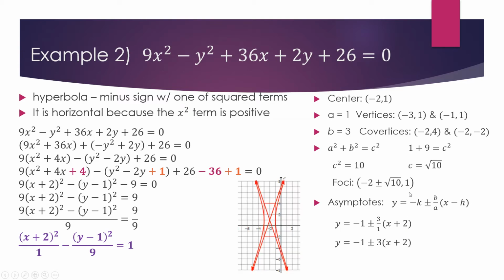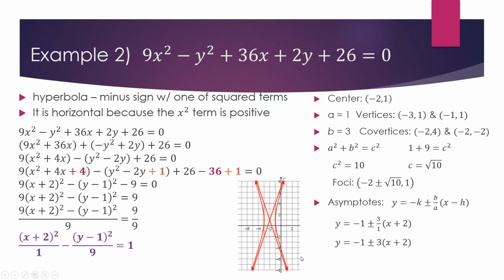For our graph, we'd start with our center at negative 2, 1. Then we'd put on our vertices at negative 3, 1, and negative 1, 1. Put our co-vertices, negative 2, 4, and negative 2, negative 2. Draw in that guiding rectangle. Then we'd want to draw in our asymptotes, so through the diagonals of the rectangle.